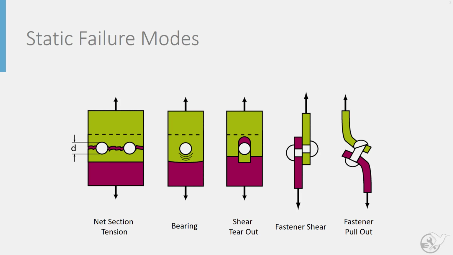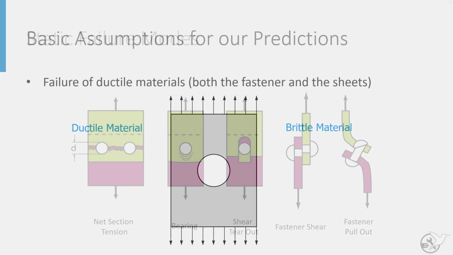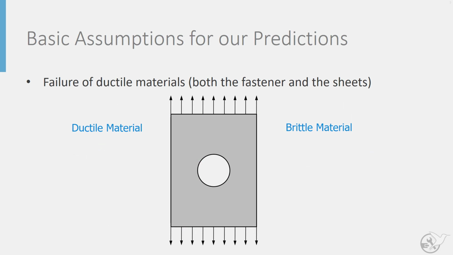In previous videos, we looked at the different failure modes under static loading for a mechanically fastened joint: net section tension, bearing, shear tear out, fastener shear, and fastener pull out. In this video, we are going to develop simple analytical models for predicting the onset of these failure modes. Before we do that, we need to cover a few basic assumptions for our predictions.